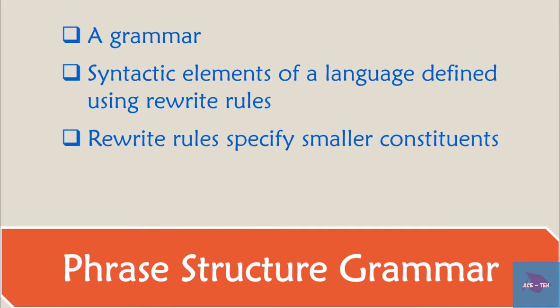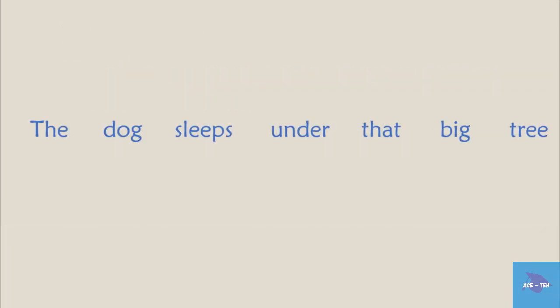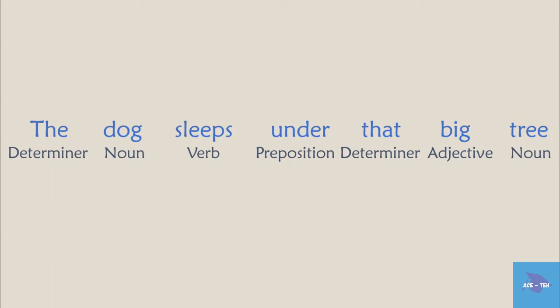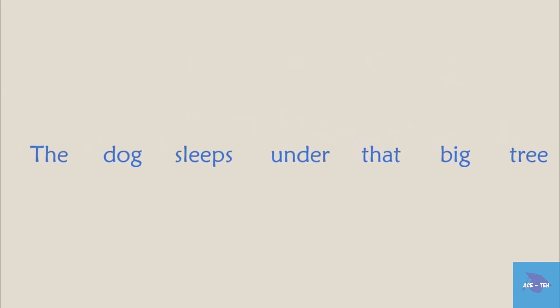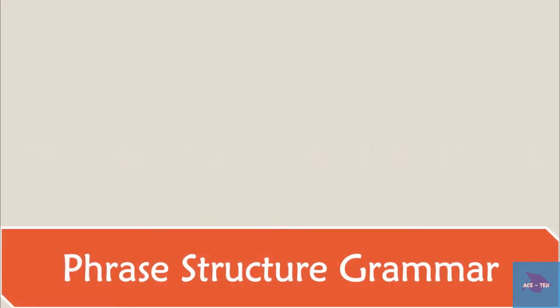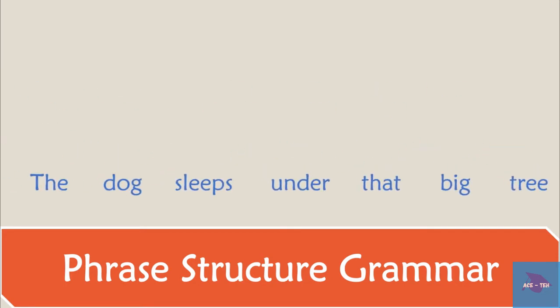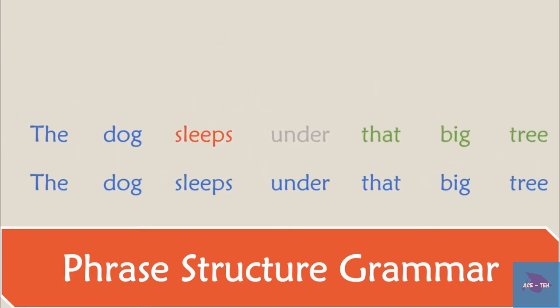Okay, so coming back, we were talking about how in phrase structure grammar, the syntactic elements of a language are defined by means of rewrite rules specifying smaller constituents. To understand this better, look at the sentence we saw in our last video. The dog sleeps under that big tree. We saw that this sentence contains the following word classes. Now, words don't get put into sentences on a one-by-one basis. Instead, they combine together in certain ways to form phrases, and the phrases combine to form clauses and sentences. As the term indicates, phrase structure grammar looks at the phrases. Phrases are intermediate constituents in between sentences and words.